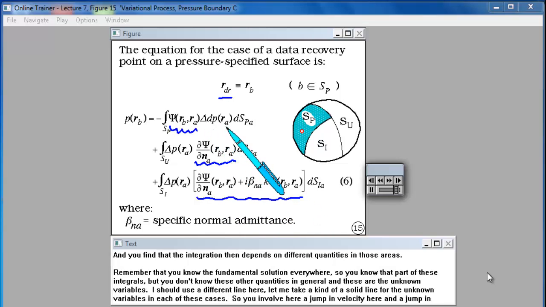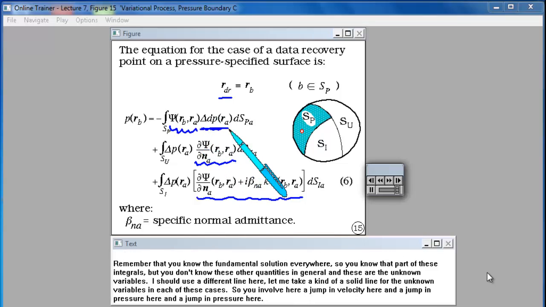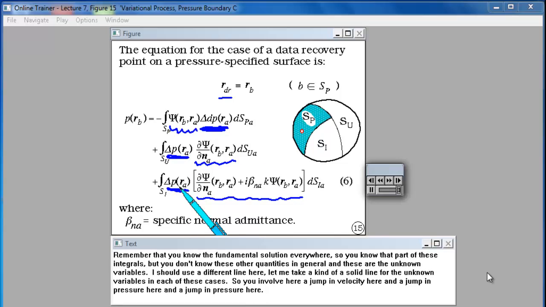I should use a different line here. Let me take a kind of a solid line for the unknown variables in each of these cases. So you involve here a jump in velocity here, and a jump in pressure here, and a jump in pressure here.